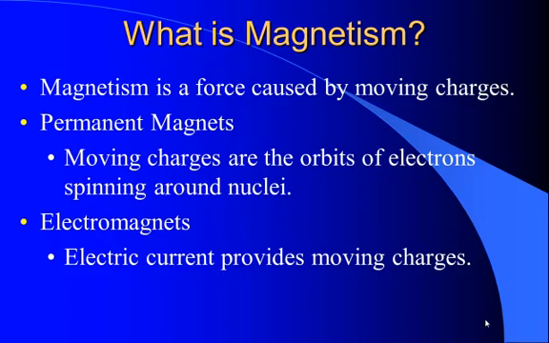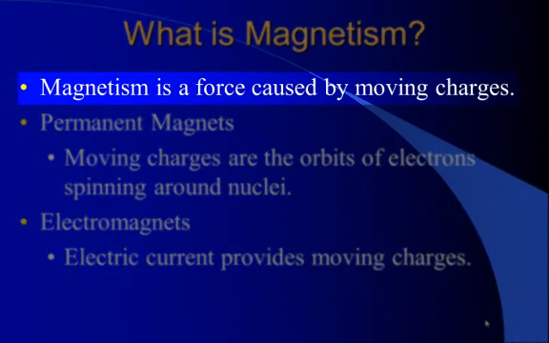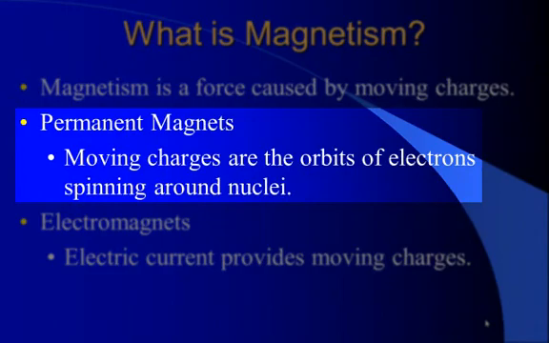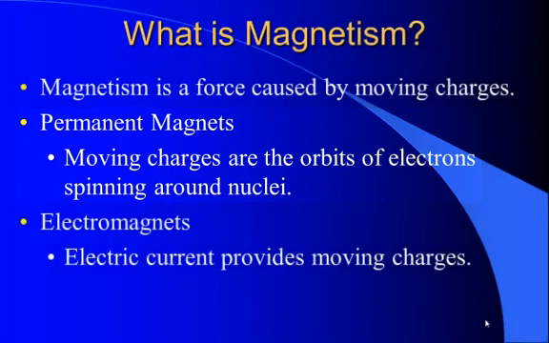Now, what is magnetism? Magnetism is a force caused by moving charges. Permanent magnets are caused by the electrons, the charges in the atoms, spinning in roughly the same direction. Not all of them, but a majority of them spinning in the same direction gives you a net magnetic field in that object. Now there's really a lot more complexity to it than that, but that's a first pass explanation of how magnetism works in a permanent magnet.